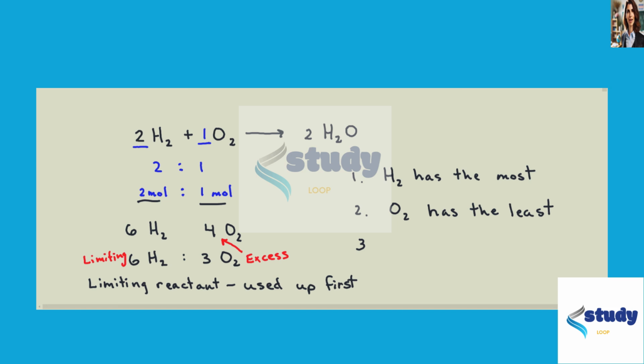We could look at this the other way. We could say, hey, how much hydrogen do we need to use all of our oxygen? Well, if we have 4 oxygen and it's a 2-to-1 ratio, we would need 8 hydrogen. We don't have 8, we only have 6. So that confirms that, yes, the hydrogen is our limiting reactant.